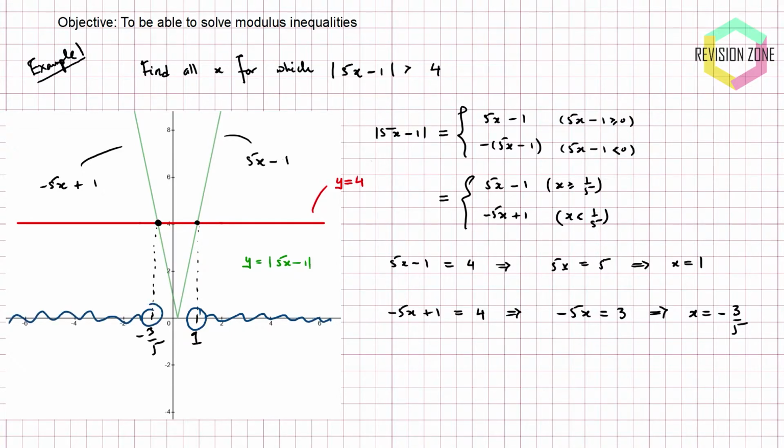And because we have a strict inequality, we don't actually count those x values by themselves, okay? So I can just write down the solution. The solution is x has to be less than 3/5, or x has to be bigger than 1. So we've been able to solve the very first question. Let's take a look at example 2.